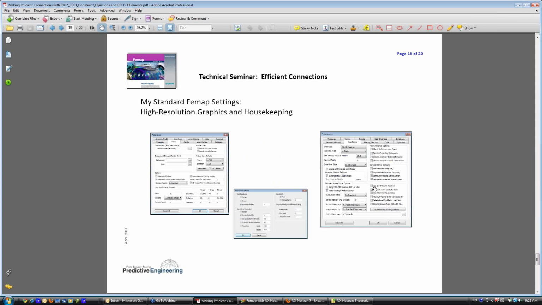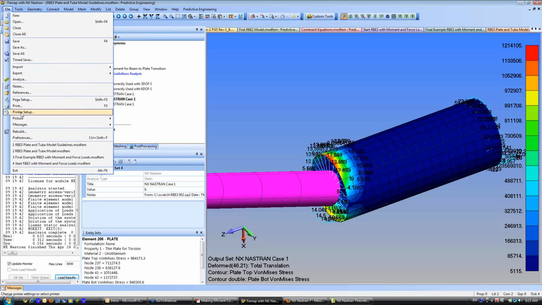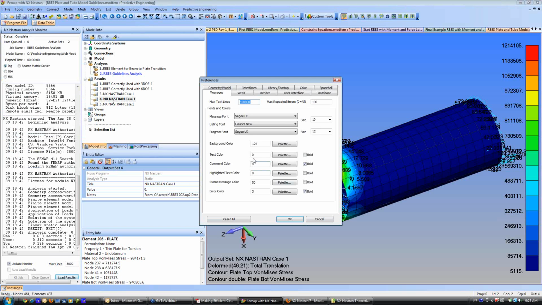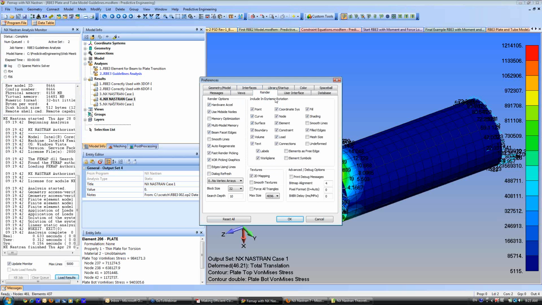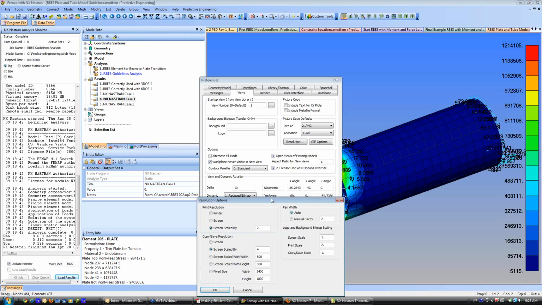Tips and tricks. I've talked about this before. File, Preferences. It's well hidden, but it's been out for a while. Views. My default is PNG animation. Resolution. Check this out.